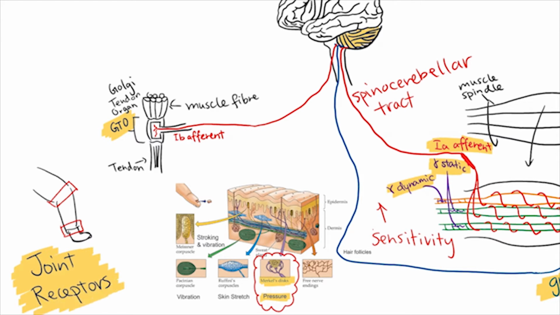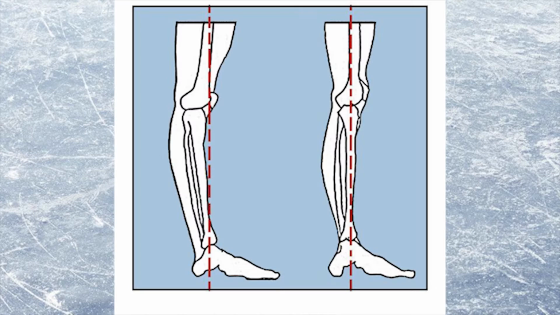Joint receptors will also fire to contribute to the perception of his movement on the ice and will also prevent him from overextending in case he ever miscalculates a movement.